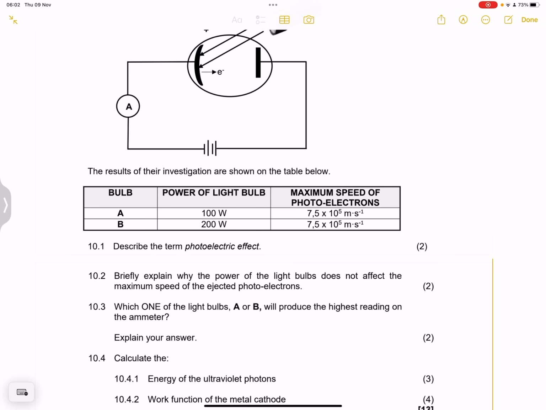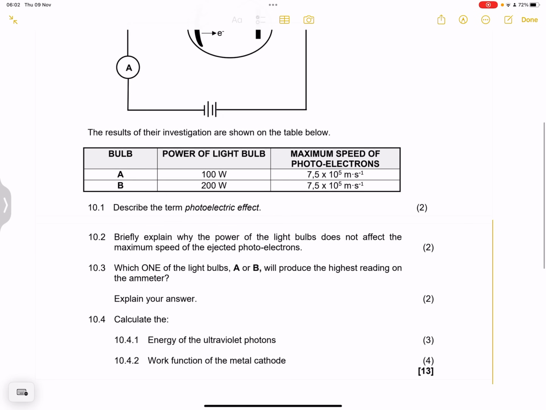They say which one of the light bulbs, A or B, will produce the highest reading on the emitter? Well, definitely it should be B. And they said explain your answer. Increasing the power of the light bulb will increase the number of photoelectrons emitted per second. As a result, the emitter reading will increase.